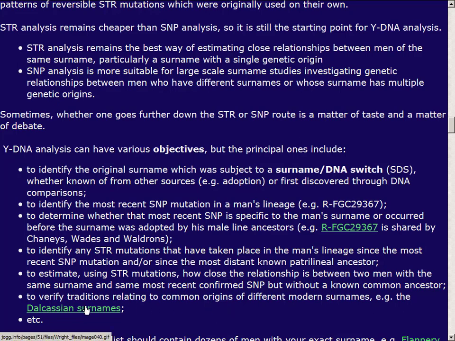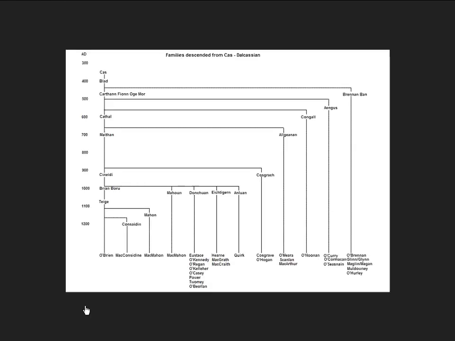And you might want to look at traditions relating to the common origins of different modern surnames. The Irish Annals have some great historical accounts of how surnames originated. In County Clare, we have the Dalcassians, the ancient people who inhabited County Clare. They were the descendants of a man called Cas, who lived sometime around 300 or 400 AD. And in the Annals, we have this tree of the descendants of Cas in the first millennium AD or thereabouts, coming down to Brian Boru, who we mentioned earlier, and then down from about 1200 on to people who began to have hereditary surnames passed on from father to son.